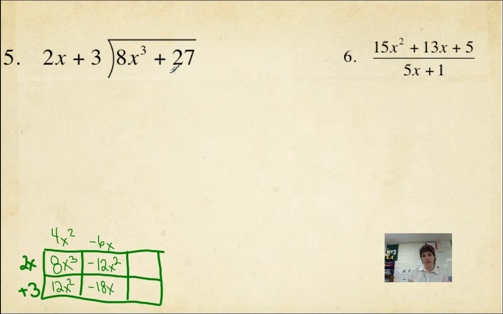How many x's did I want? My original has none, so I don't want any. So I should add 18x. 2x times what gives me 18x? It should be a 9. 9 times 3 is 27. And if my C value matches, I have no remainder. C matches C, no remainder. My answer should just be 4x squared minus 6x plus, oops, I missed my plus 9.